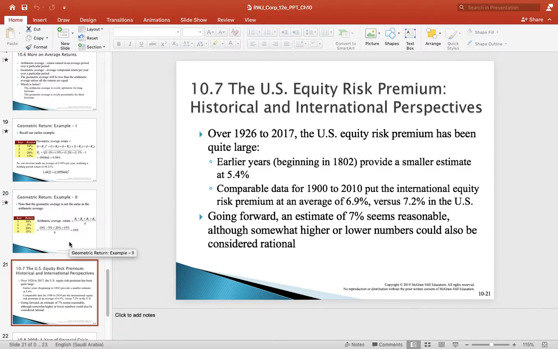Next is the US equity risk premium, a historical international perspective. Just before taking that, let me stop here.